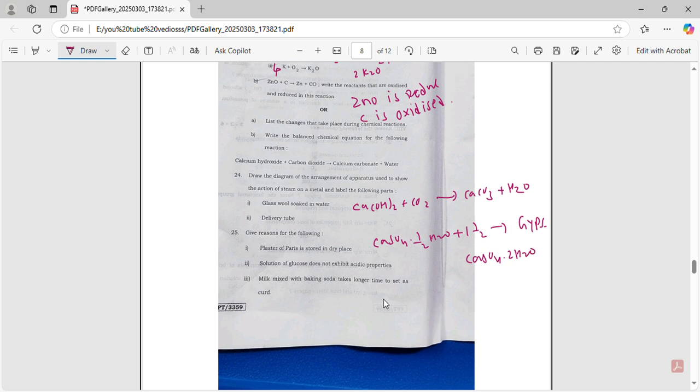Solution of glucose does not exhibit acidic property because it does not dissociate to give H plus ions, so it does not show acidic property. Milk mixed with baking soda takes a longer time to set as curd because the pH of the milk has been increased. Hope you guys understood.